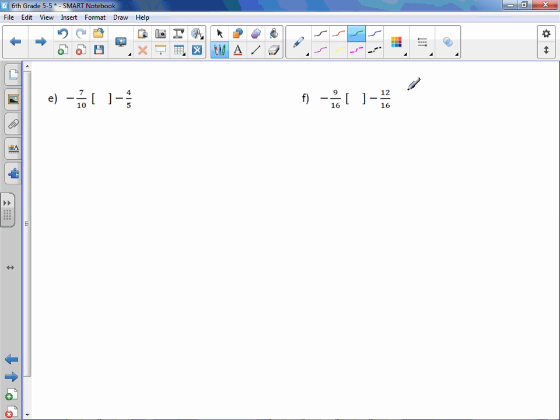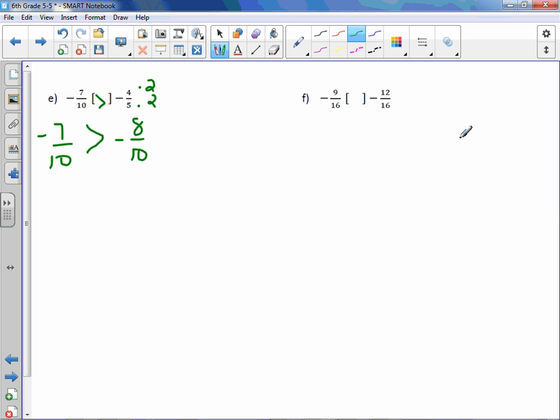Letter E, again, common denominators, looks like 10 is our least common denominator, so I'll multiply this fraction, top and bottom, by 2. Bring down that negative sign, and we get negative 8/10 versus negative 7/10. If they were positive, this number would be bigger, but they're not. They're negative, so the other number is bigger. Negative 7/10 is greater than negative 4/5.